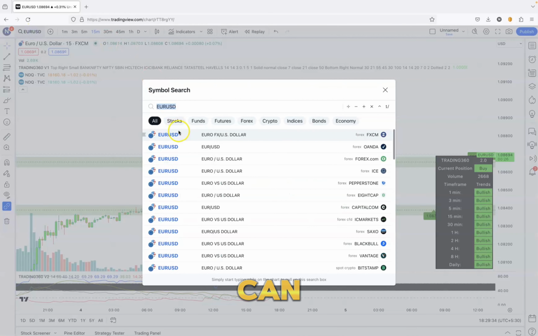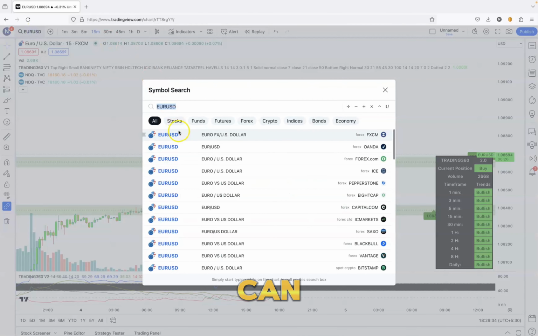Here you are able to see the entry point is 1.0869. The stop loss has been given by the indicator as 1.08582. Similarly, take profit 1, take profit 2 and take profit 3 have been given. This is the confirmation to enter the trade. Here also you can see the current position is giving the confirmation on the buy.